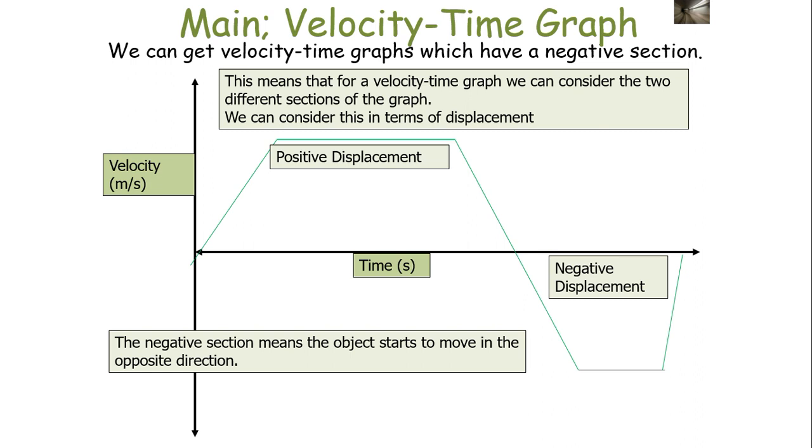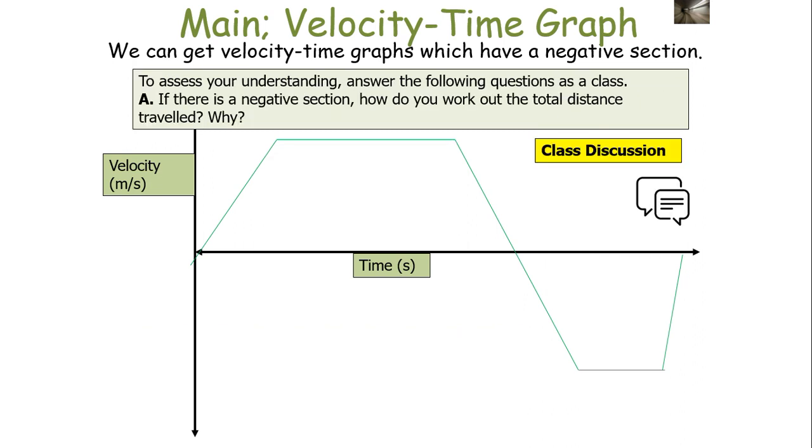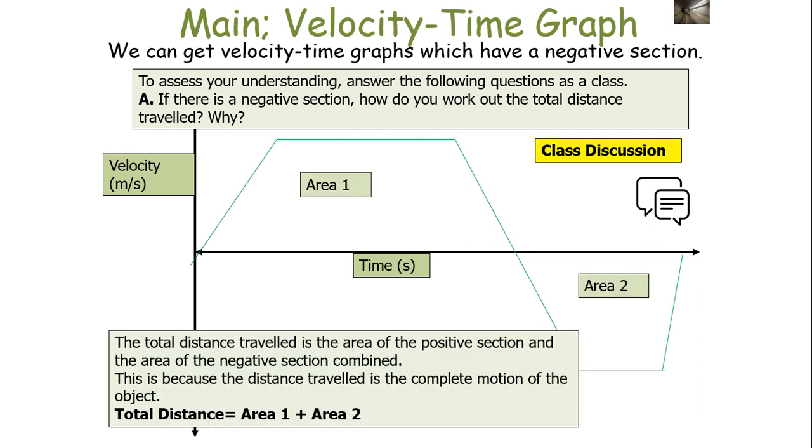So if we now consider this in terms of displacement, one area will be the positive displacement, the distance moved in one direction, whilst the area on the other part of the curve will be the negative displacement, the distance travelled in the opposite direction. Now, if there's a negative section, how would you work out the total distance travelled? Well, the total distance travelled will be area 1 plus area 2, because distance is a scalar.